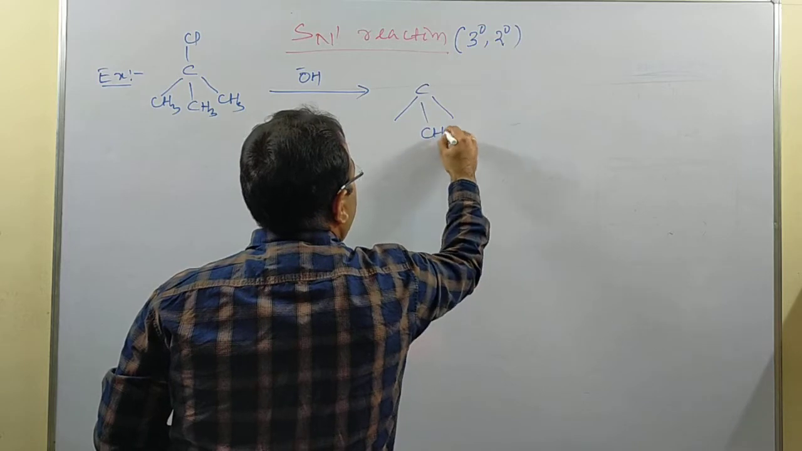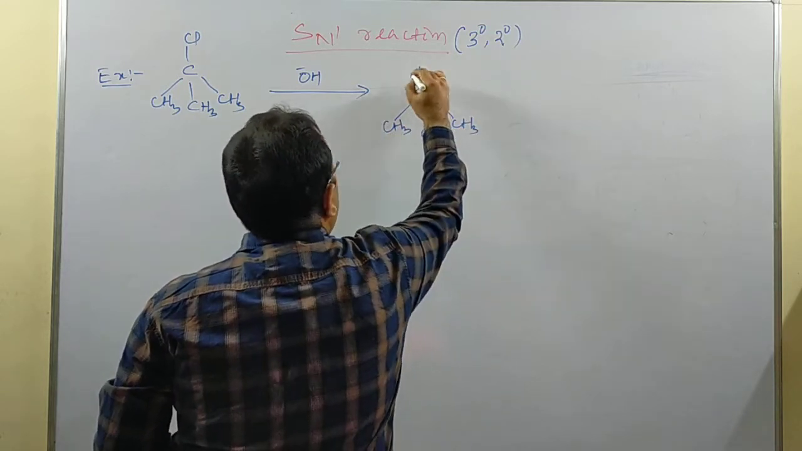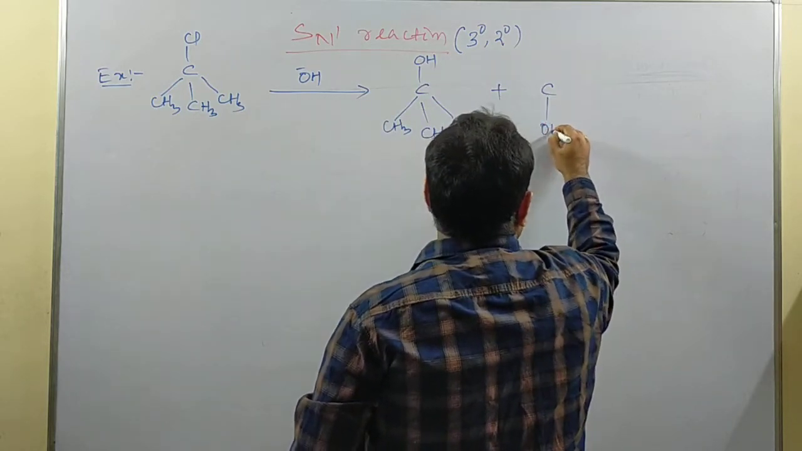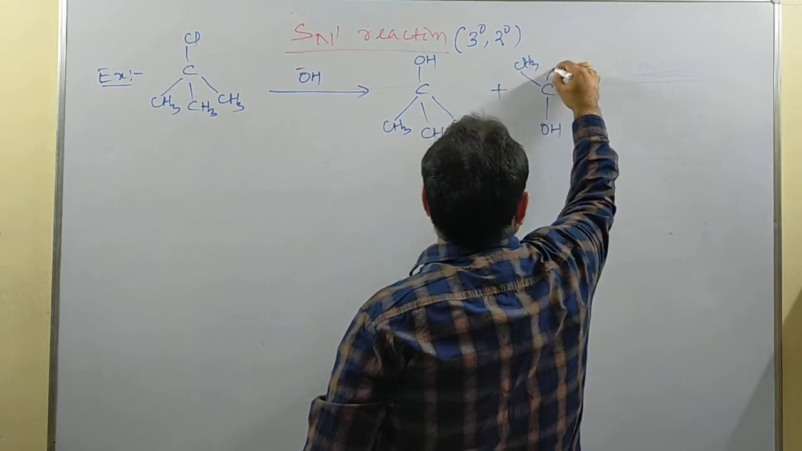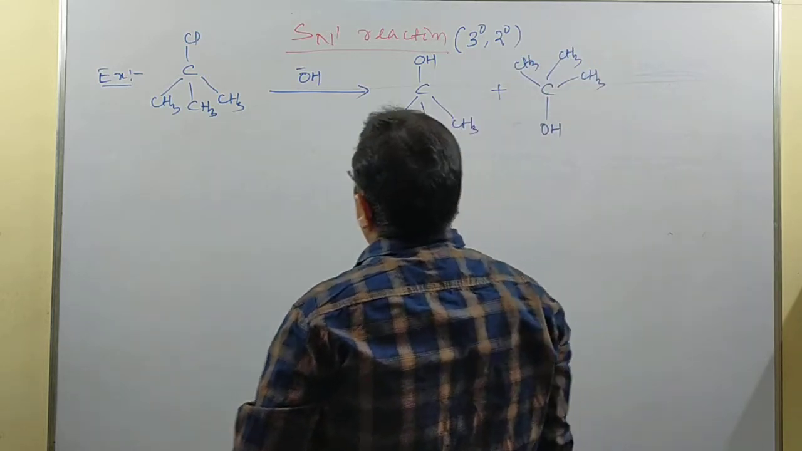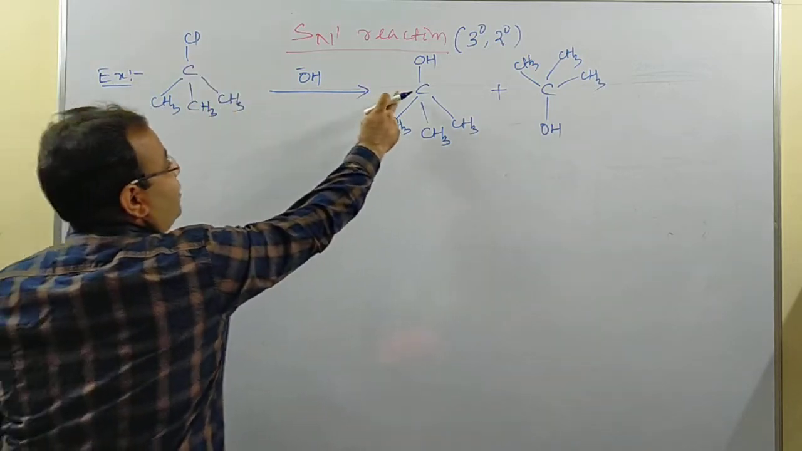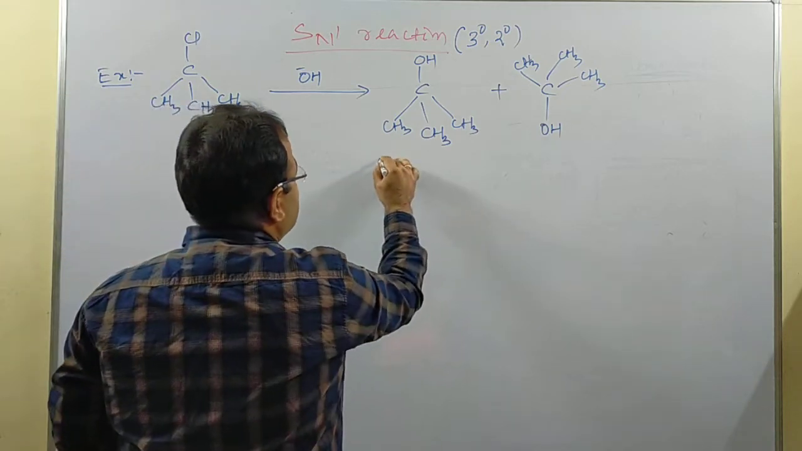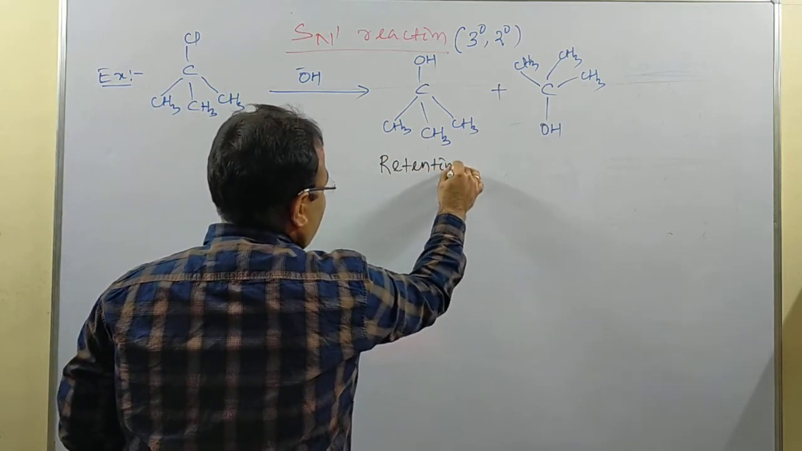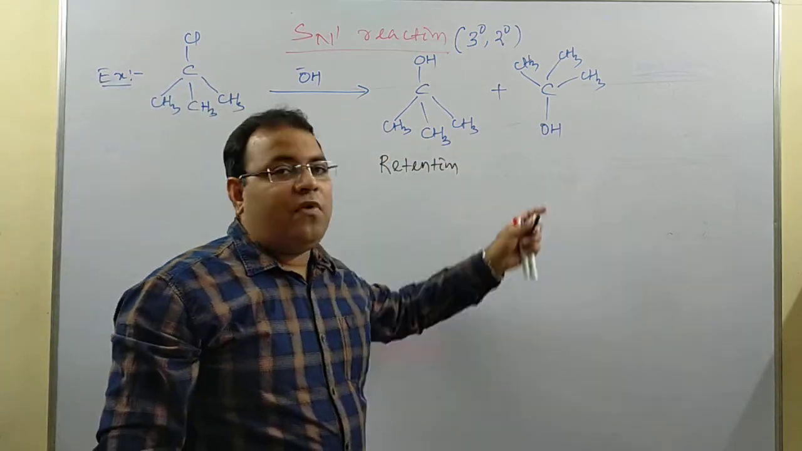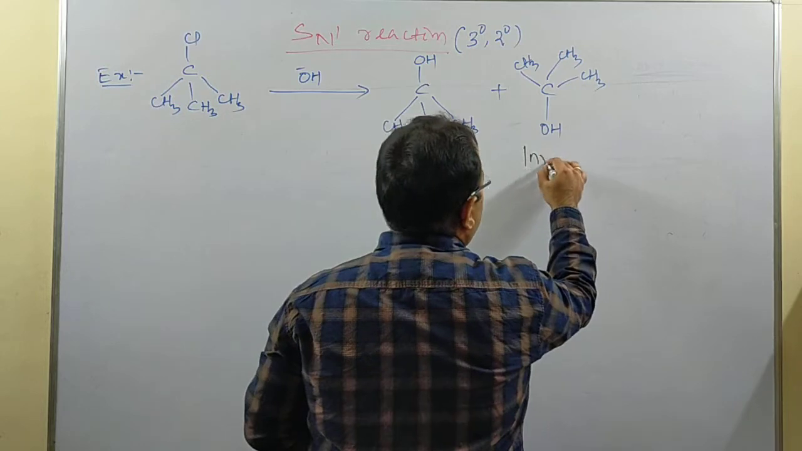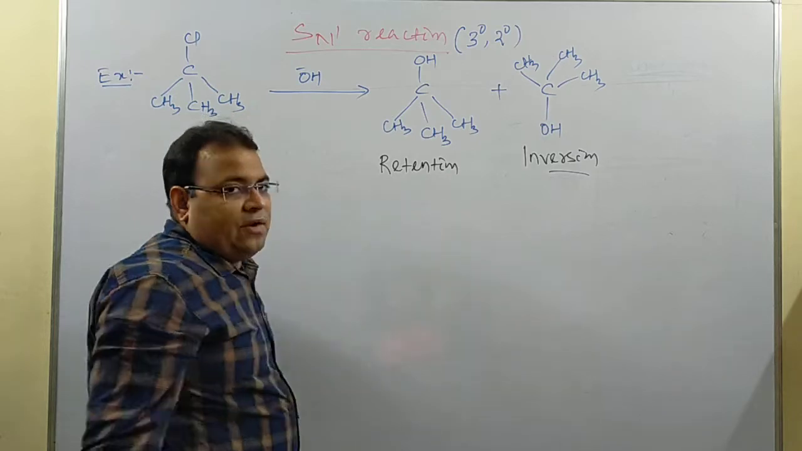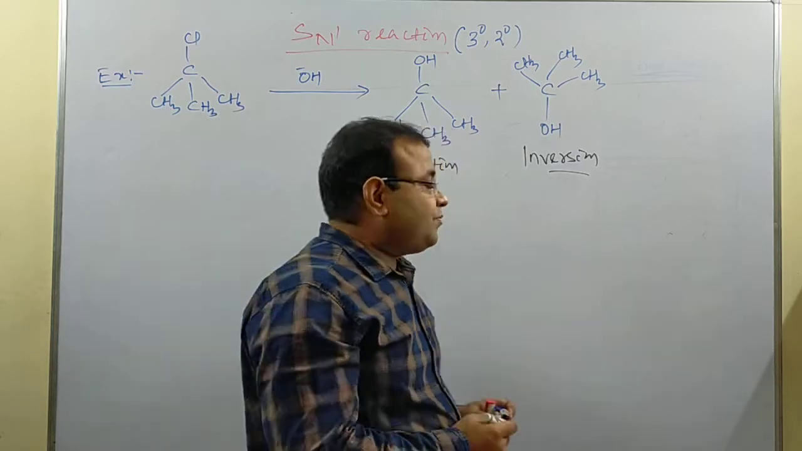Check it. It is of 2 types. In one it will be OH, and in another this OH will be present below the plane. Since the position of chlorine and position of OH both are towards upward, this product is known as the retention product. And since the Cl and OH are inverted to each other, this product is known as the inversion product. Since the molecule is not chiral here, there is no use of retention and inversion. I am just showing the example here.